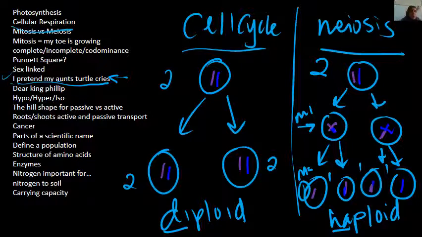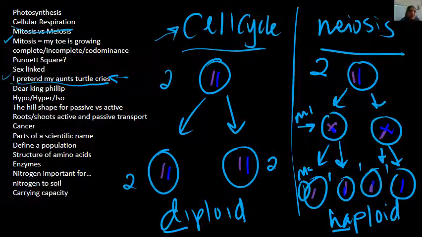Good. The other thing is, what is the purpose of the cell cycle versus the purpose of meiosis? Well, mitosis, the cell cycle, its job is for growth and repair. So what we say is mito is growing. Mitosis is for growth and repair. And remember, mitosis is a part of the cell cycle.